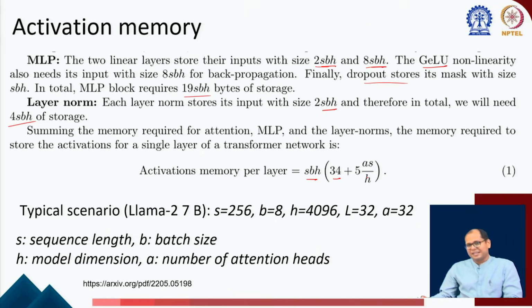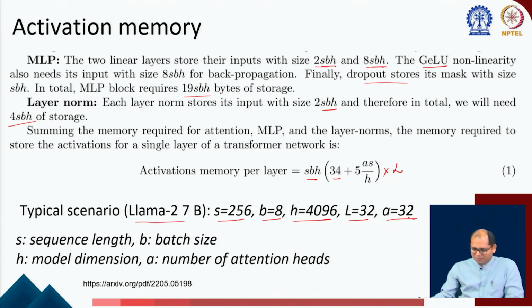This is per layer, right? Now you multiply it with the number of layers L. That much memory you need. So just take a simple scenario like you're doing Llama 2 7 billion with a sequence length of 256, batch size of 8, and your model dimension is 4096. You have 32 layers and you have 32 attention heads.